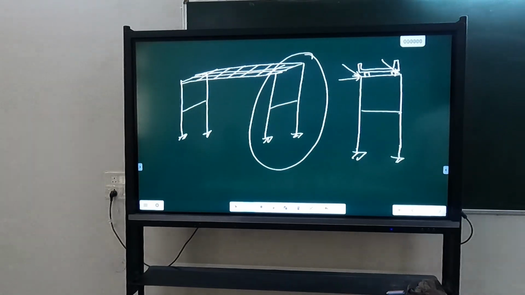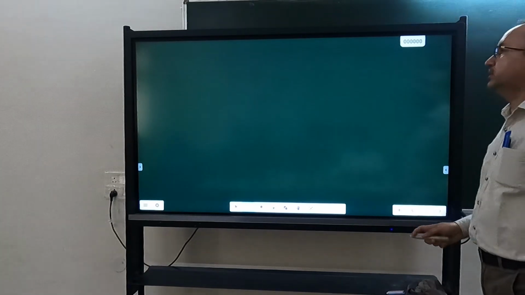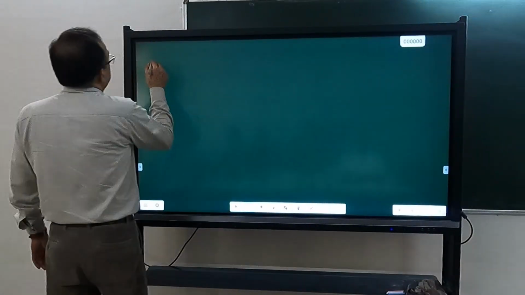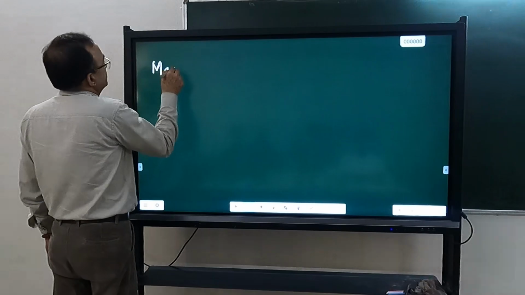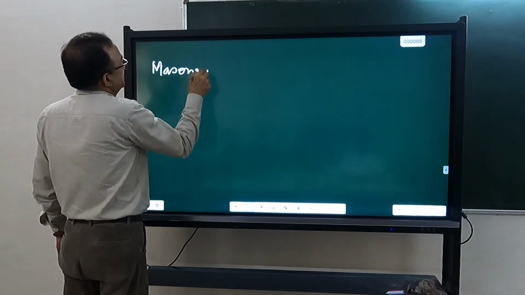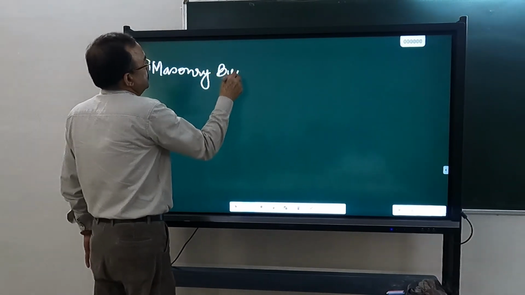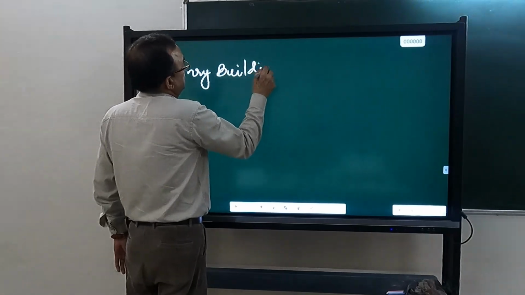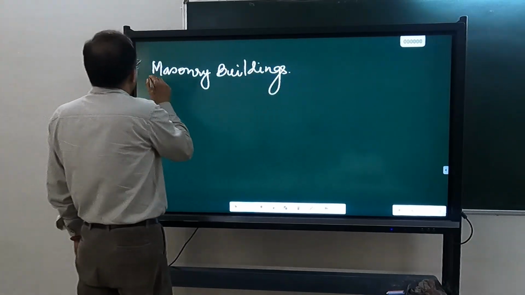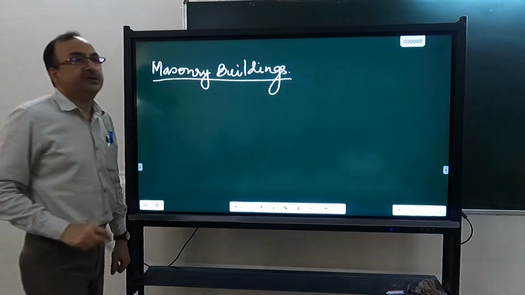Okay, one more type of structure I want to discuss. We have discussed frame buildings, we have discussed bridges. One more type of structure I want to discuss, and that is masonry buildings. How to develop capacity curve of masonry buildings.